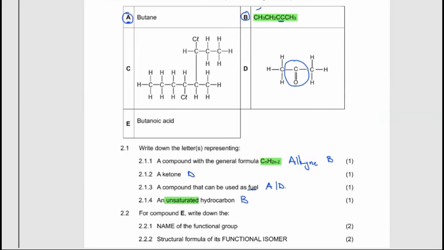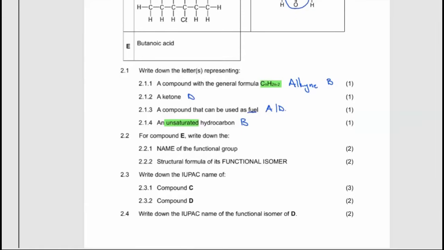Then to proceed to question 2.2, which reads, for compound E, write down the name of the functional group, right? You are focusing on compound E, which is our butanoic acid. The name of the functional group there is referred to as the carboxyl group, right? That's how we identify the name of this functional group, which is a carboxylic acid. From a carboxylic acid, the functional group is referred to as a carboxyl group, right?